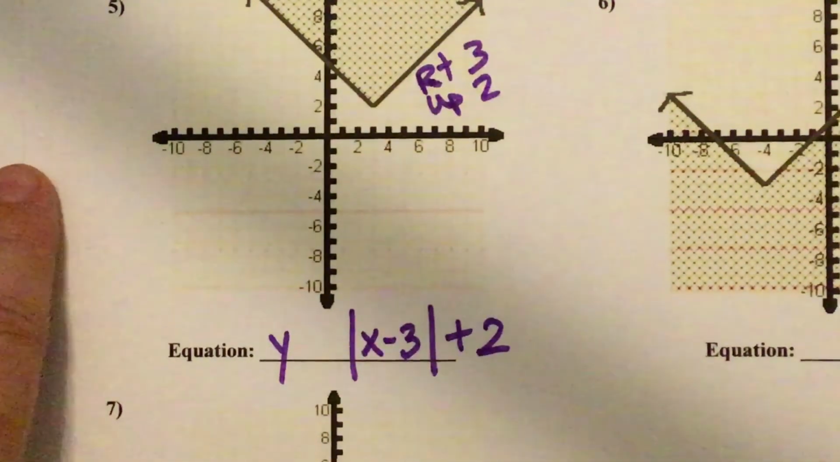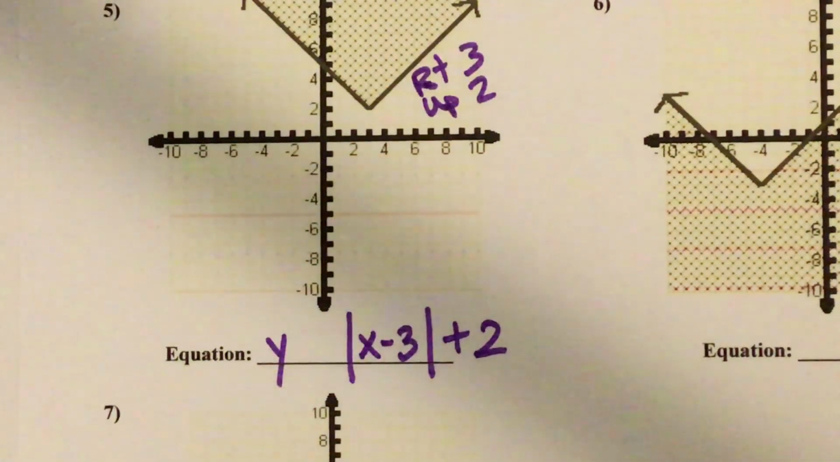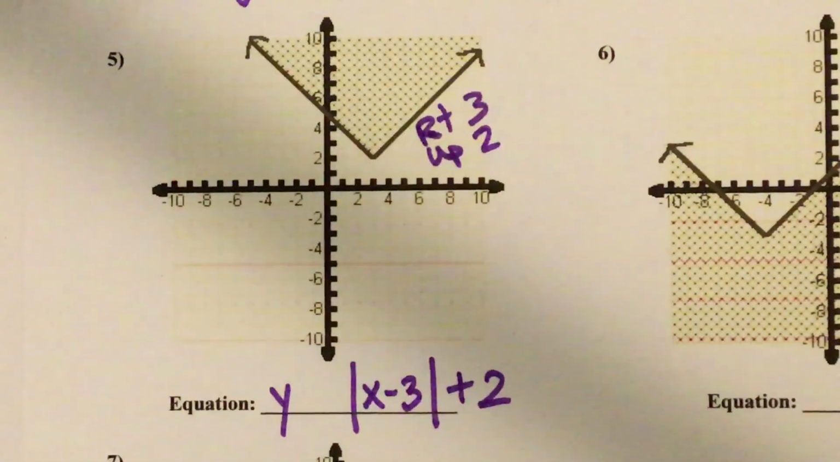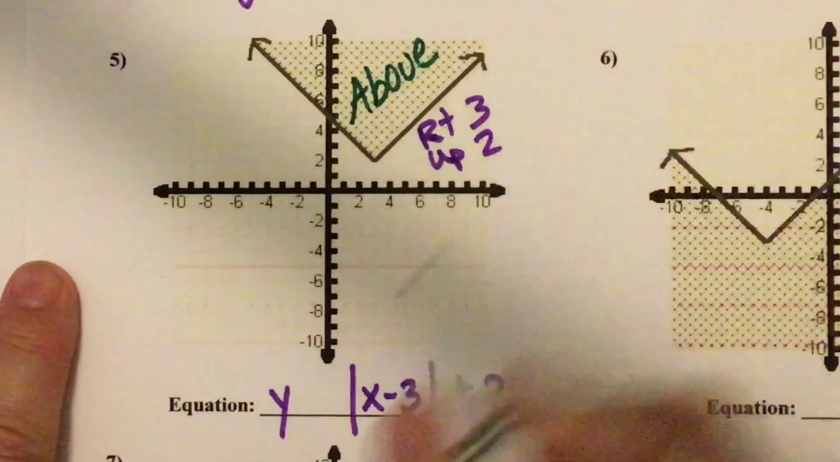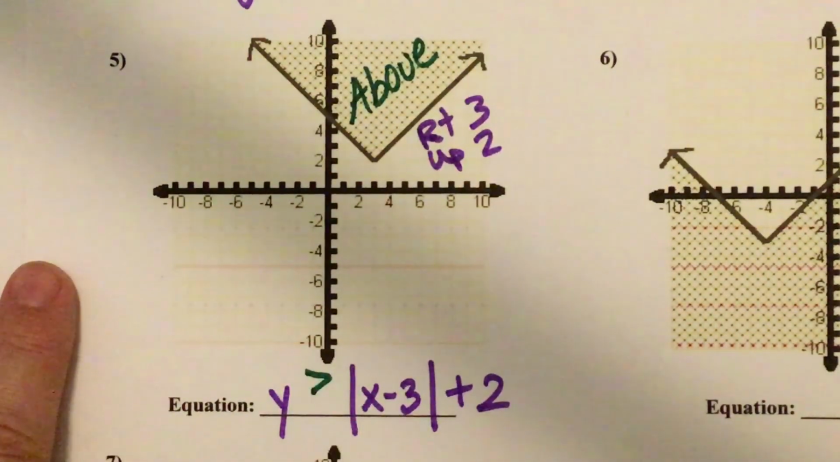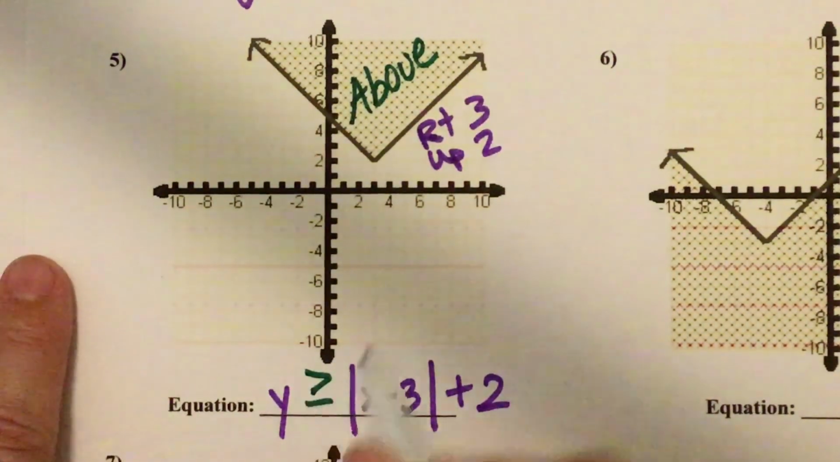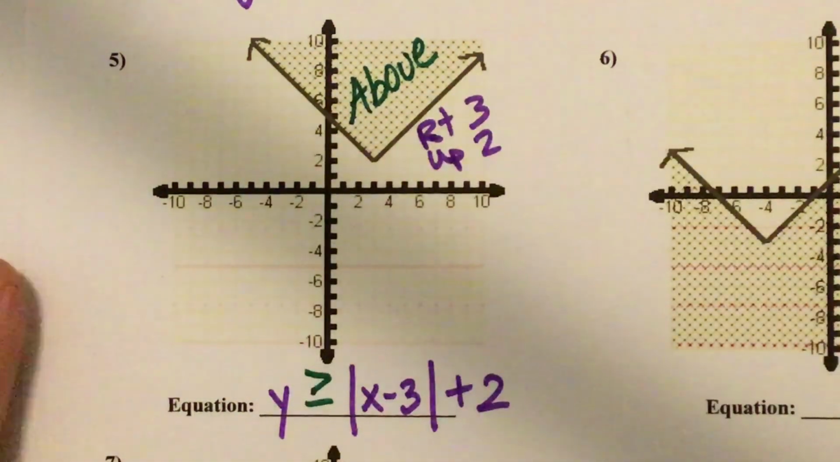Very good. Now let's figure out our symbol. Is the shading above or below the V? The shading is above the V. So above is greater than. Does it get an equals? Yep, it's a solid V, so it's an equals.